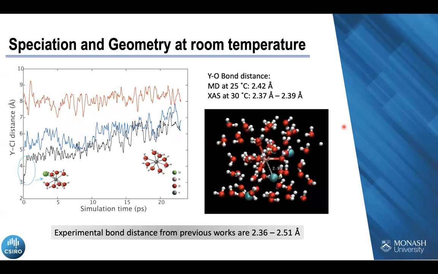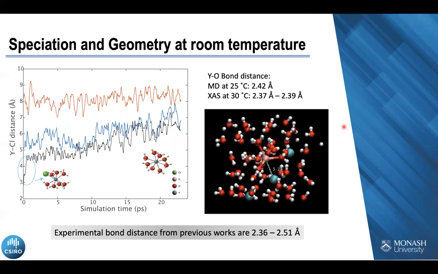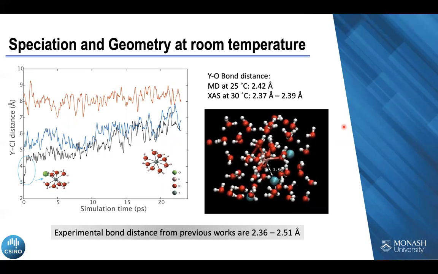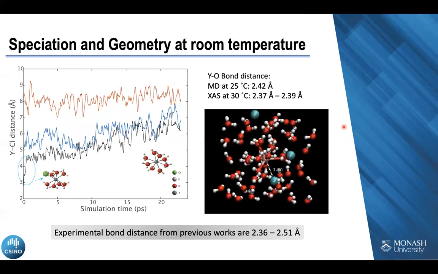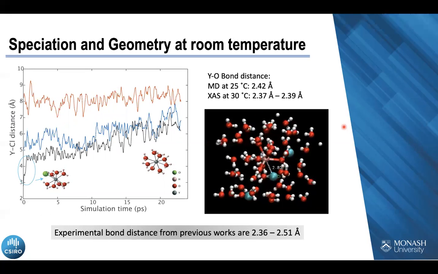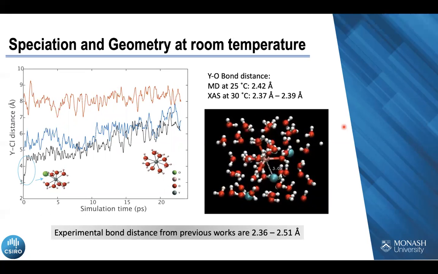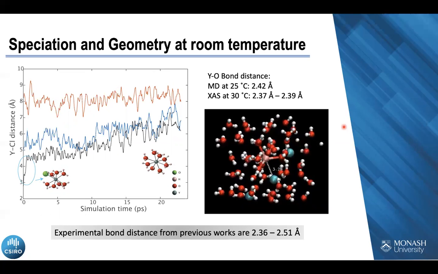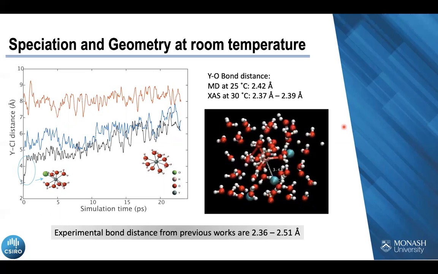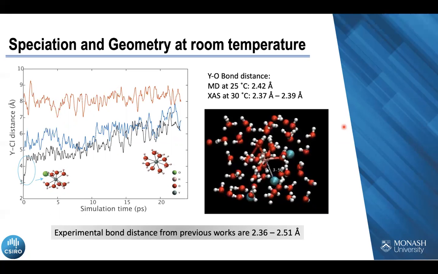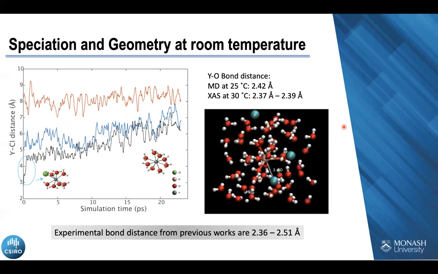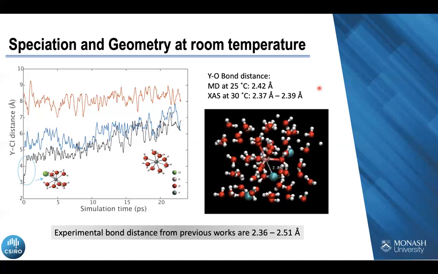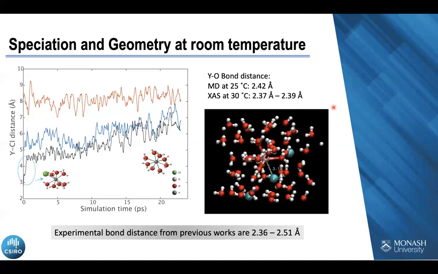And here are some results of geometry at room temperature. We started the simulation with 1 chloride bonding with yttrium, but it ran away very quickly, within 1 picosecond. So this reveals that at room temperature, there is no chloride bonding and the hydration number is 8. The yttrium-oxygen bond distances from MD and XAS are consistent with each other.